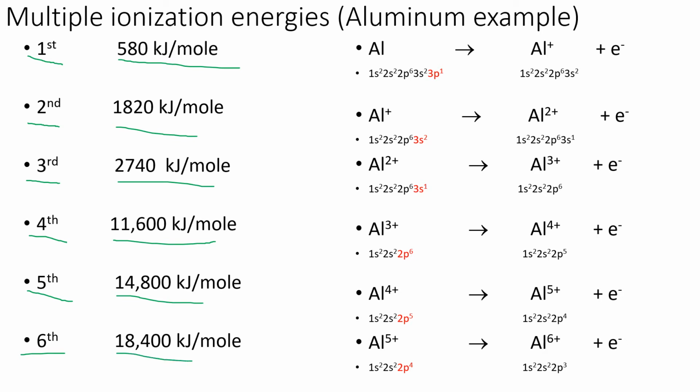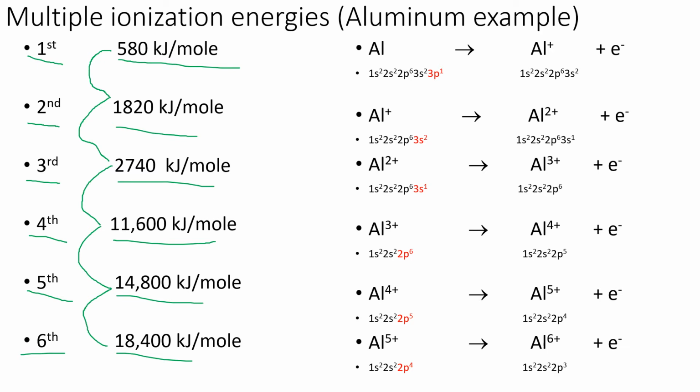Now, there's a couple things you want to notice right away about this data. First thing you want to notice is it's increasing. On each step that we go to, we have an increase. 580, 1820, increase. 1820 to 2740, increase. 2740 to 11,600, increase. 11,000 to 14,000, increase. 14,000 to 18,000, we're seeing an increase again. So each electron we're trying to remove is getting successively harder, more ionization energy, more difficult to remove.